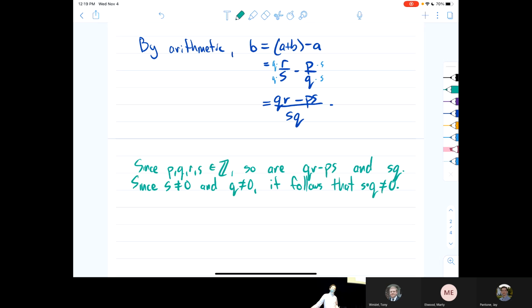It's a very important fact of arithmetic that we don't pay attention to that much, that the only way you can multiply two things and get 0 is if one of them is 0 to start with. Seems obvious, but that's an important fact. So that's what we're using here. You can't multiply two non-zero things and get 0. So we check that the numerator and the denominator are integers and that the denominator is not 0. Therefore, b is a rational number.